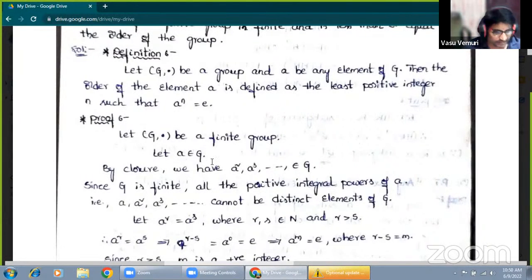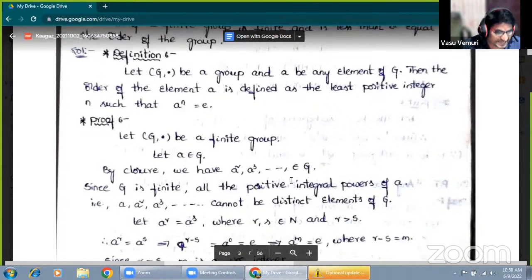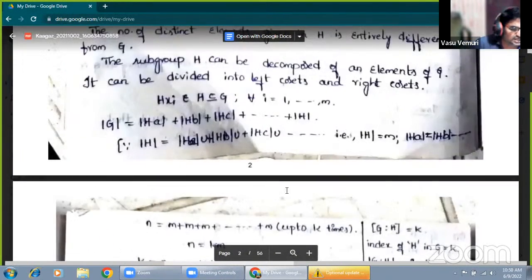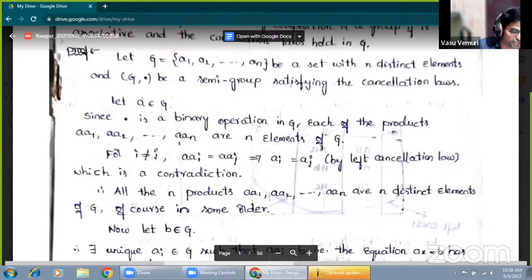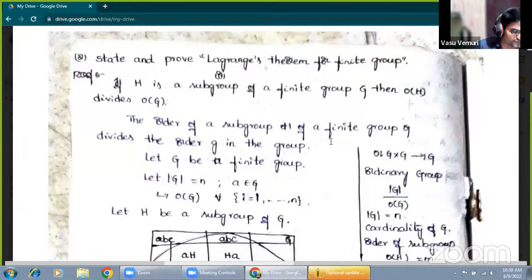In the remaining 4 classes, we will discuss this entire PDF. In this PDF, there are especially many important theorems in group theory, rings and fields.